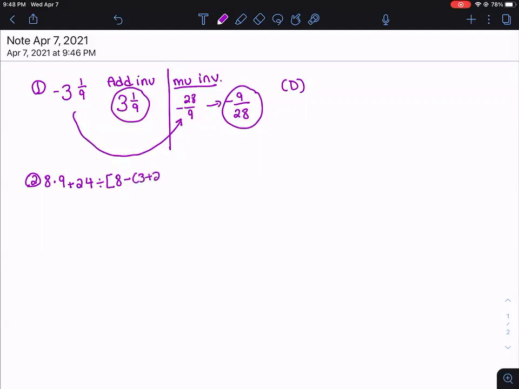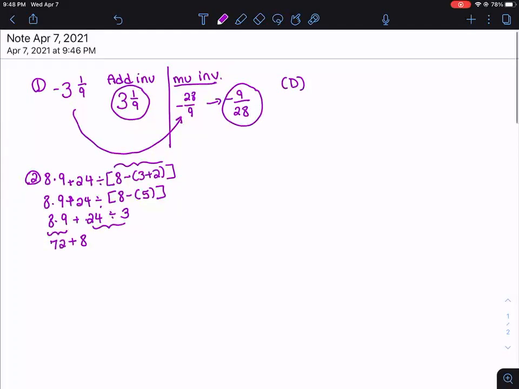Okay. So this was an order of operations question. We always work inside of the brackets first. So 8 minus 3 plus 2 is 8 minus 5, which is going to be 3. I'm just going to rewrite everything I didn't use. And now I can drop the brackets because I have a single number inside. Now I go from left to right. So I'm going to do the multiplication first. 8 times 9 is 72. And then I'm going to do the division, which is going to be 8. And then 72 plus 8 is 80, choice A.